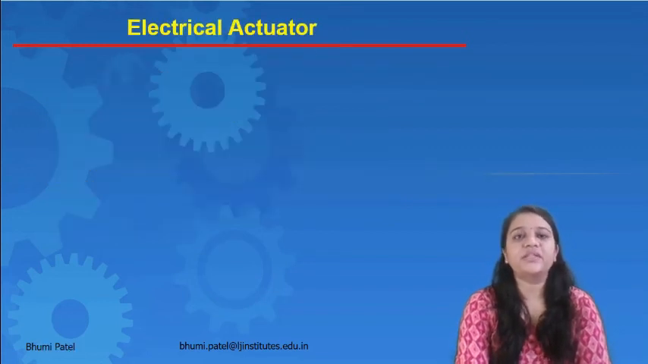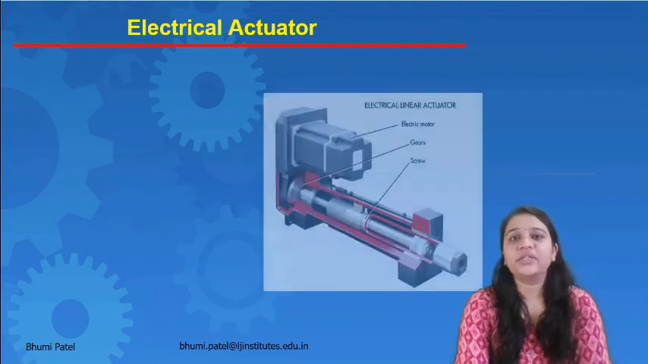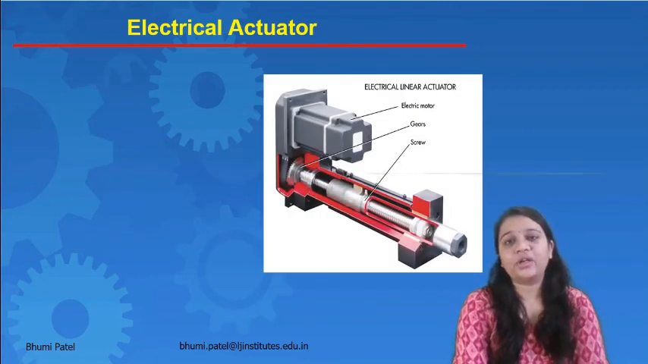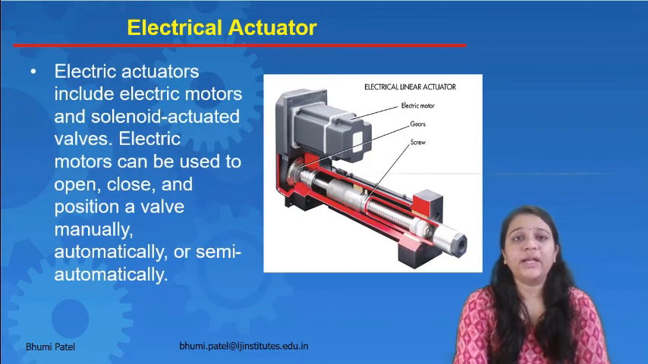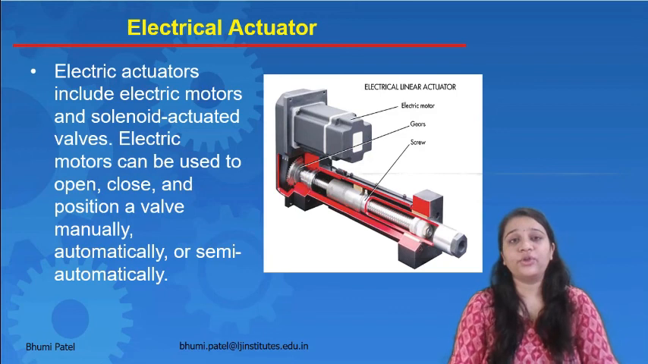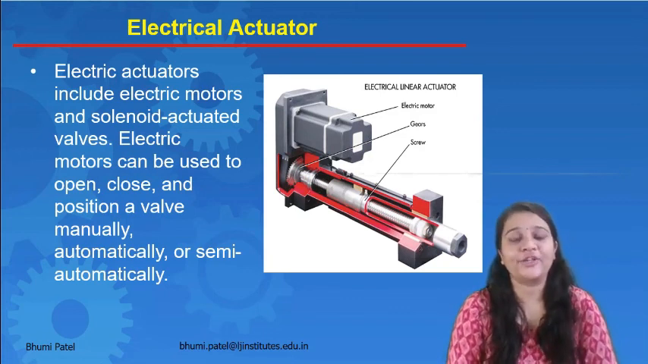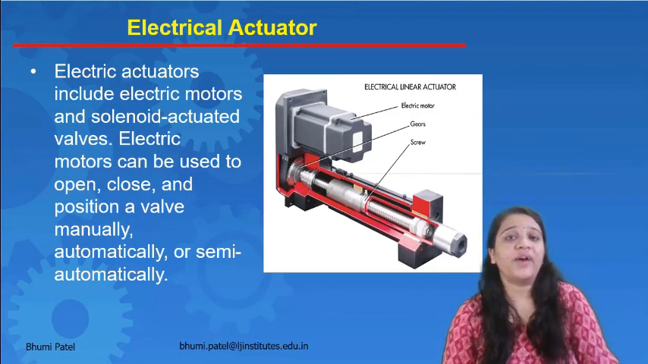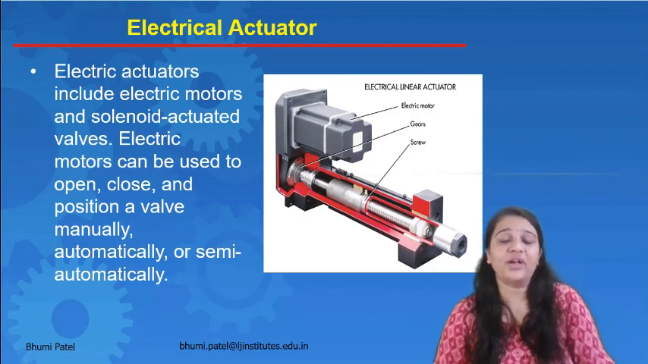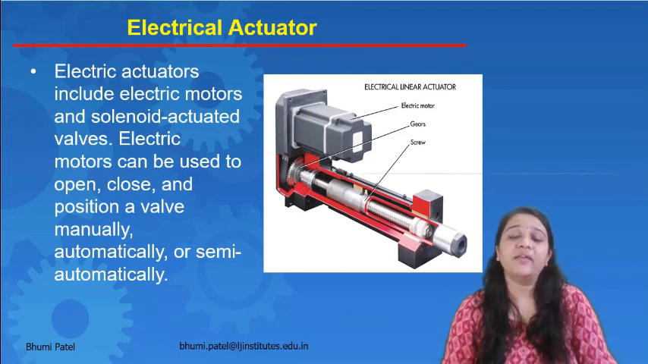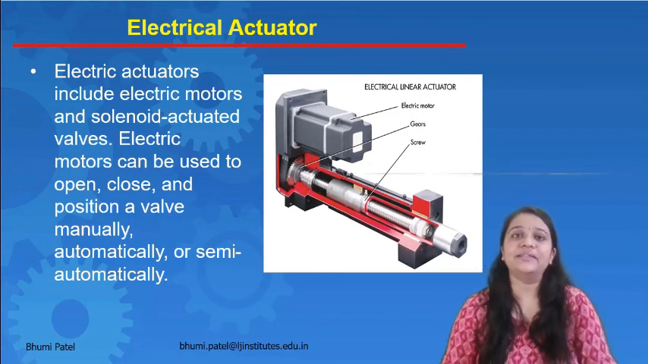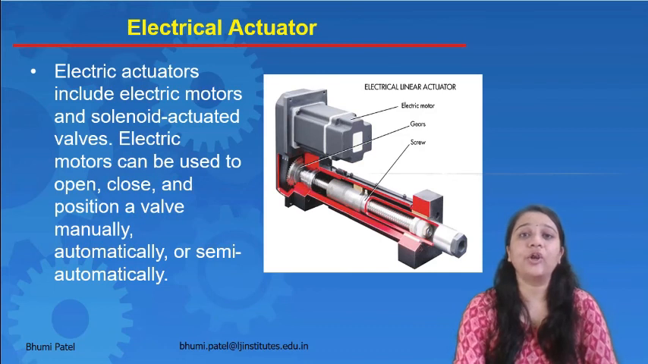Now the third type is the electrical actuators. So this is the diagram of the electrical actuator. Whenever we use the electrical actuator, we compulsorily use an electrical motor with it. So the electrical actuators include the electrical motors and the solenoid actuator valve. So we can also use a 3/2 solenoid actuator valve here. Whenever the solenoid valve is energized, the electrical actuator is in the open position, and whenever the solenoid valve is de-energized, the electrical actuator is in the closed position.